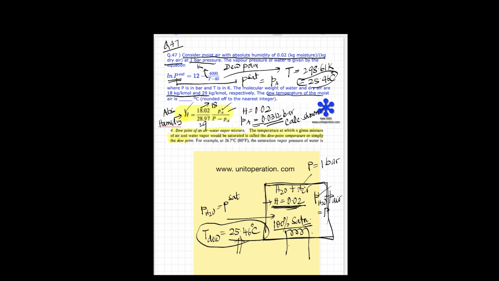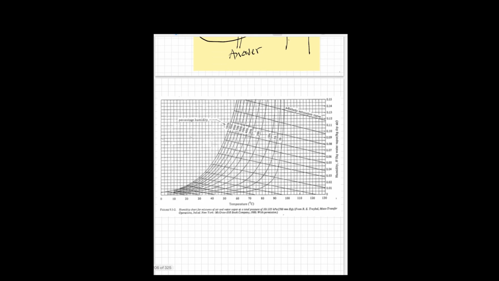Let's look at the psychrometric chart and see what I mean. So this is my zero. This is absolute humidity. This is my 0.02. See, at any temperature, of course, the absolute humidity will remain constant. If we go to the 100% line, this is my 100% line, percent humidity, that means it becomes saturated. If we come down, you see, that becomes approximately 25 degrees Celsius. So this is my dew point, and that's my answer.